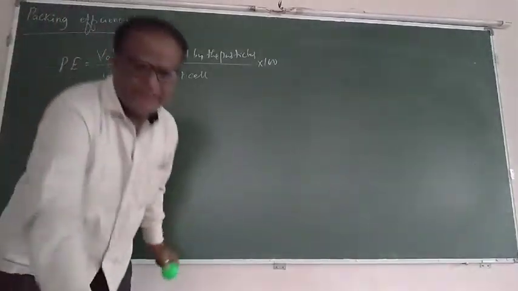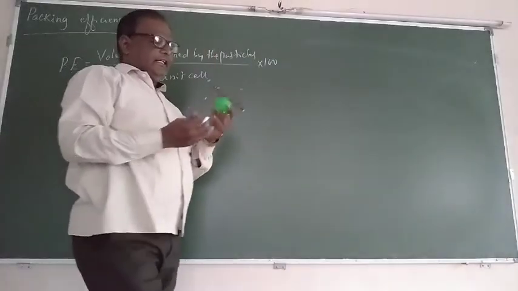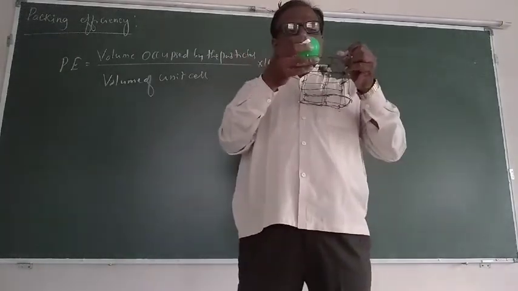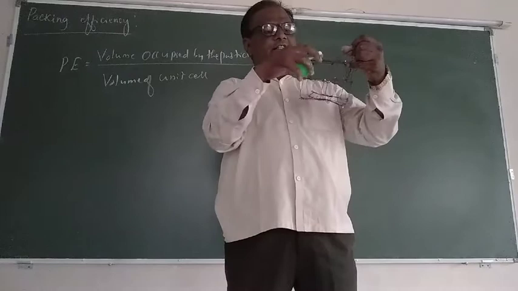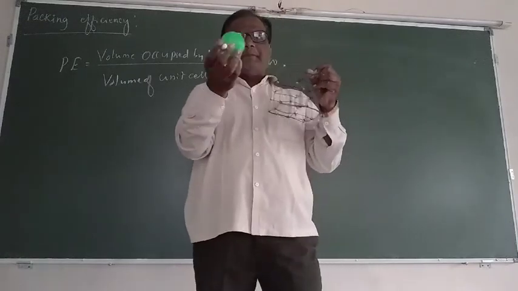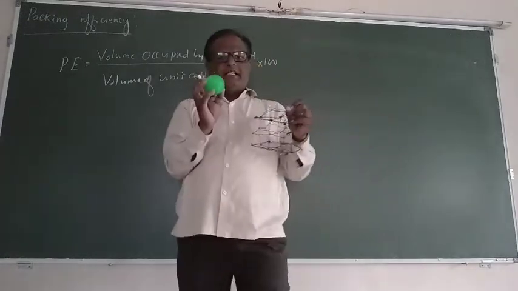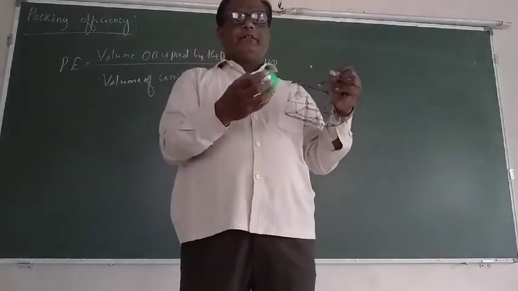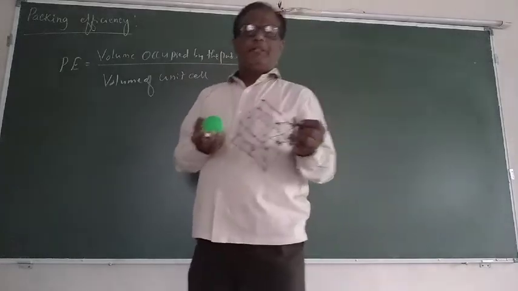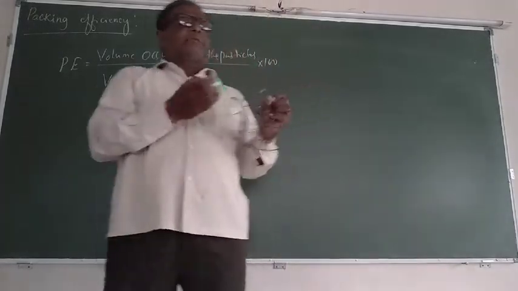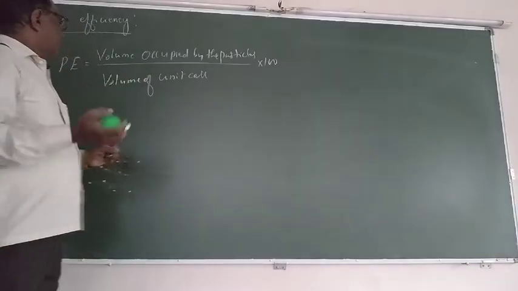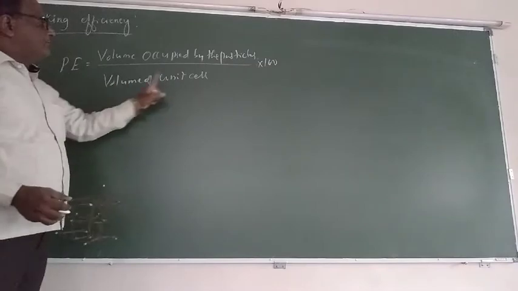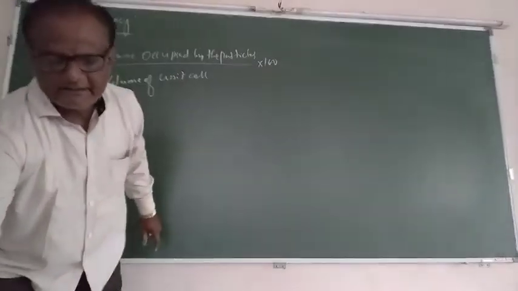Just consider a unit cell of FCC. If the particle is present like this, a certain space is occupied by this particle. If we arrange particles at the corners, the center of the body or the center of the faces, that space is occupied by these particles. That is the volume occupied by the particles divided by the volume of the unit cell, into 100.